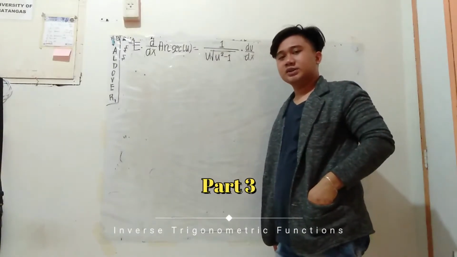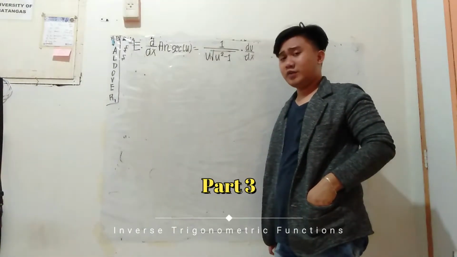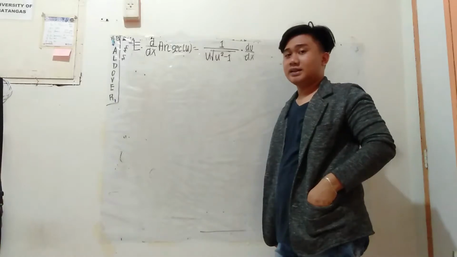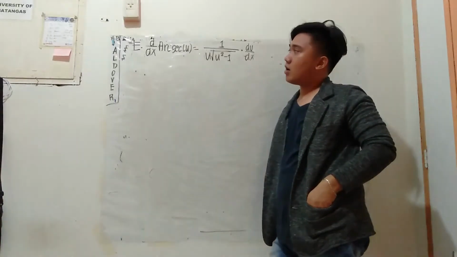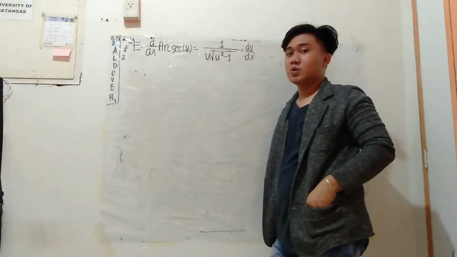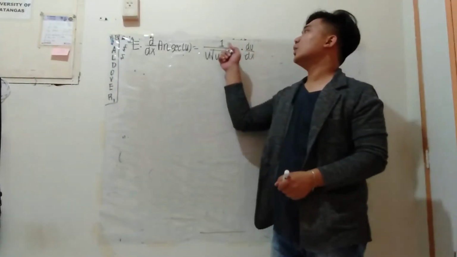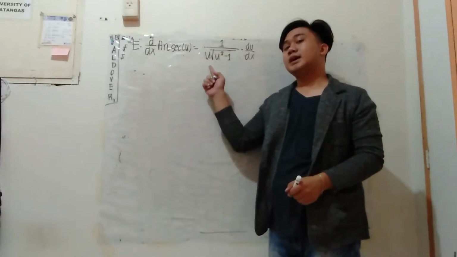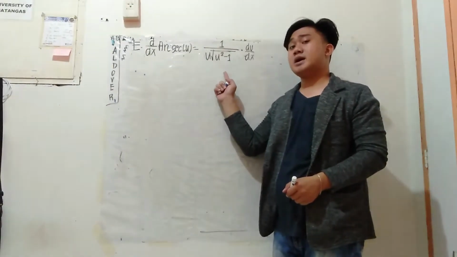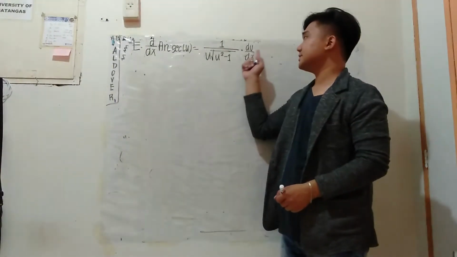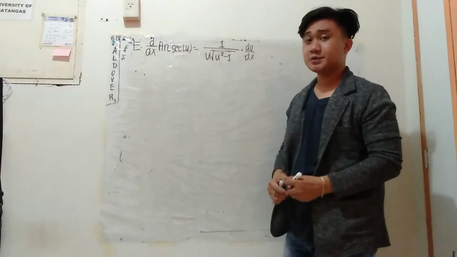Okay, so we're down to the fifth formula, which is the derivative for the arc secant u. That is equal to 1 all over u times the square root of u squared minus 1 times the derivative of u with respect to x.